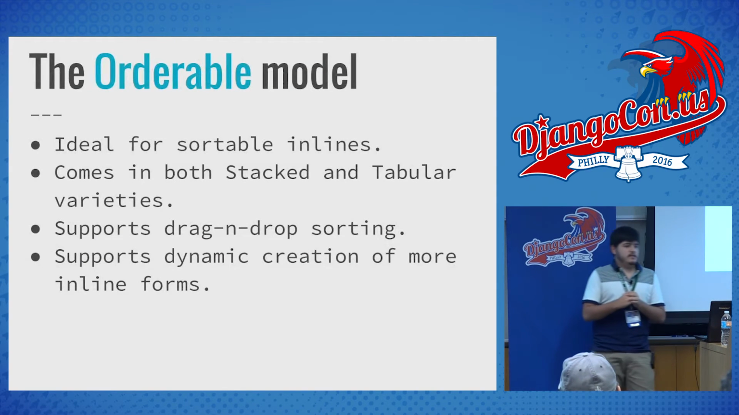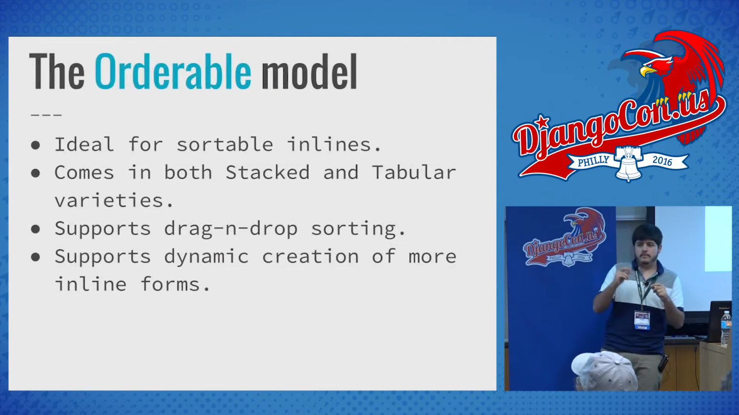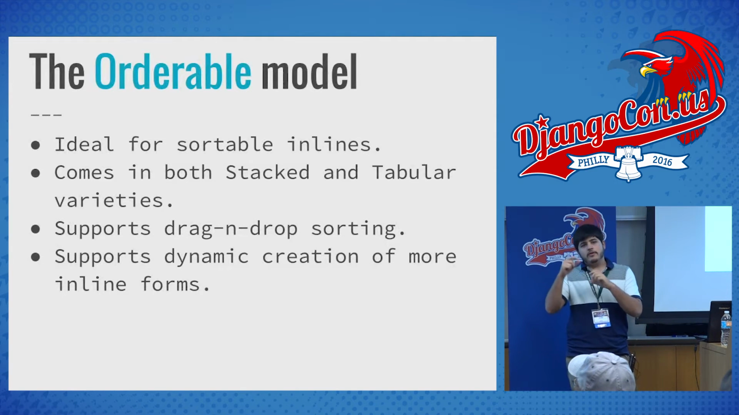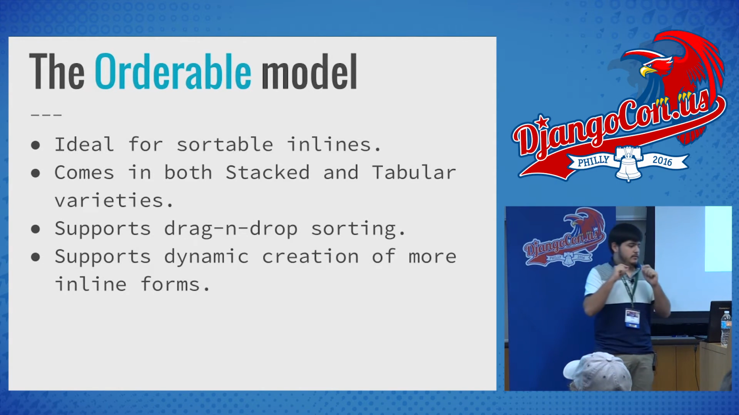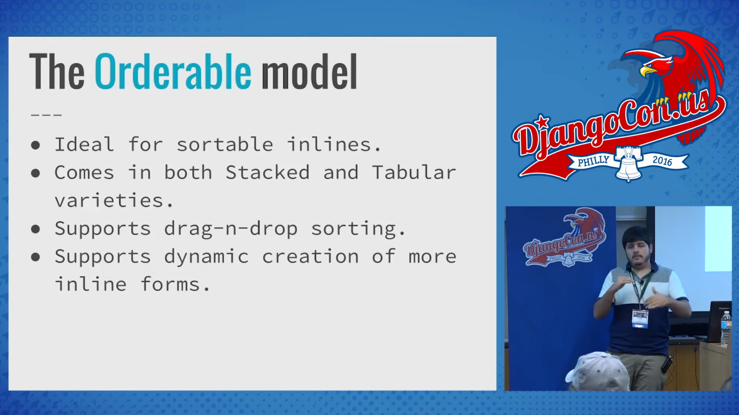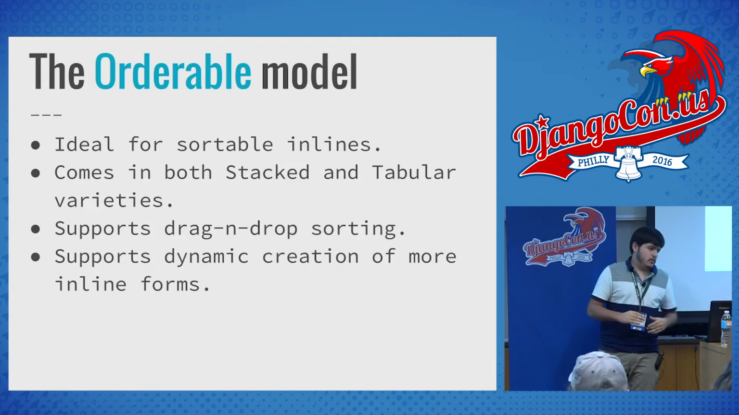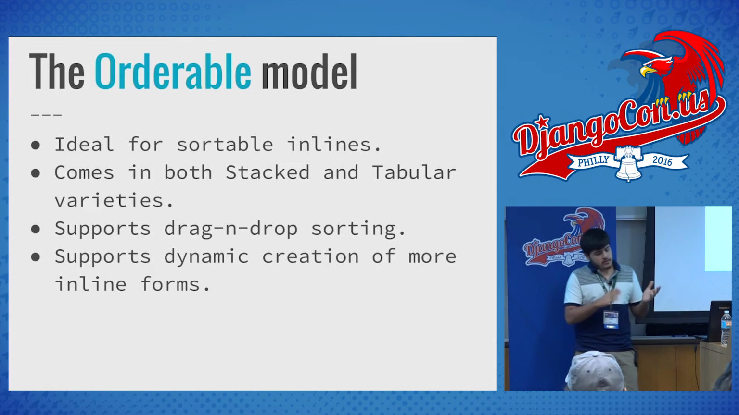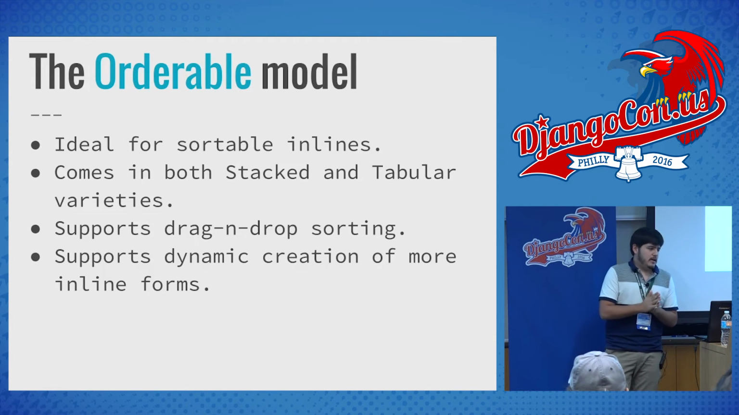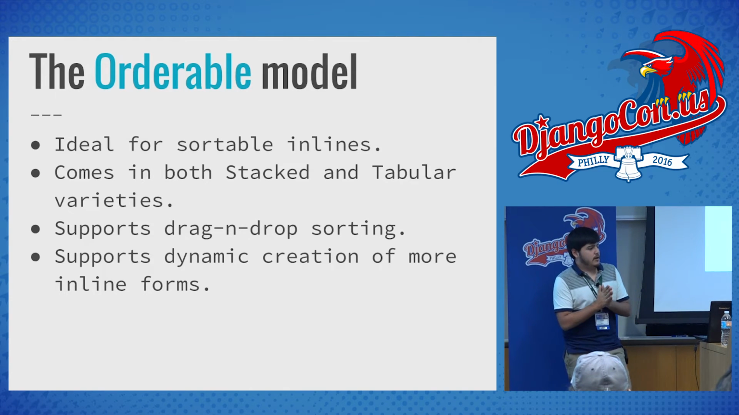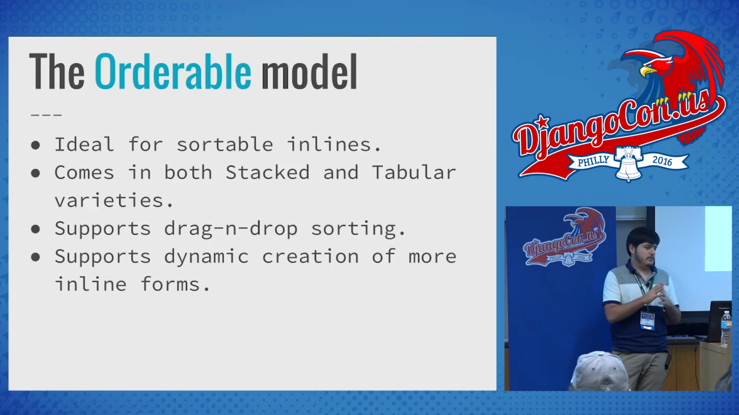The next thing is what we were talking about, being able to sort the little inlines, the little choices. We don't want to have the choices appear as they were added. Maybe the admin users want to say, I want this one on top, let's move this one to the bottom. So we're going to use the Orderable model, which also ships with Mezzanine. It's ideal for sortable inlines. It comes in both stacked and tabular varieties.